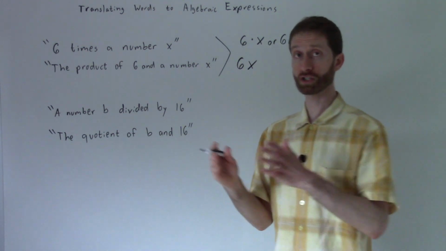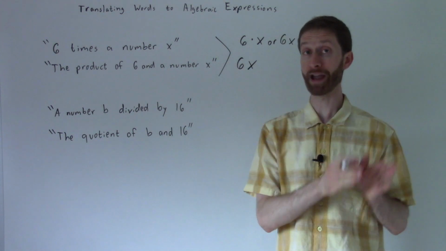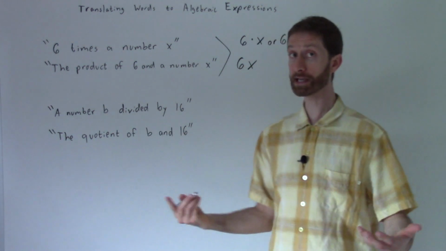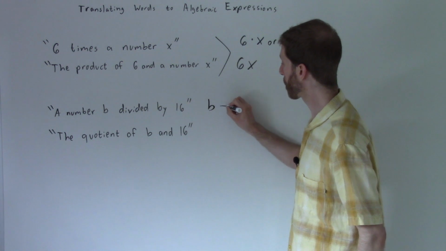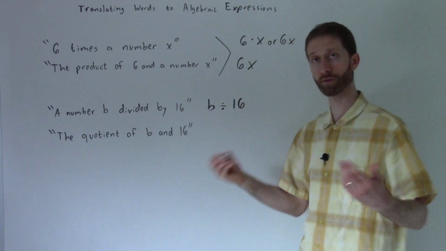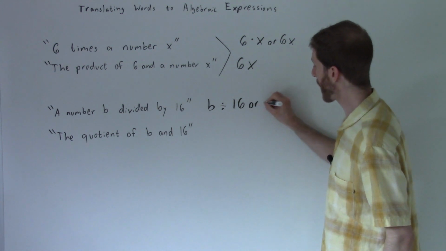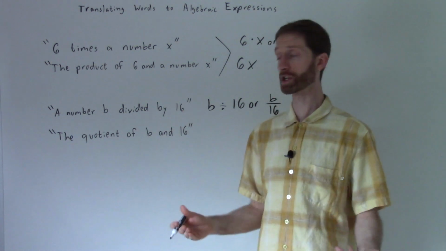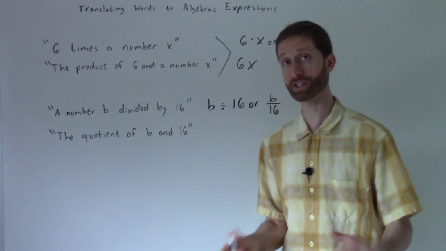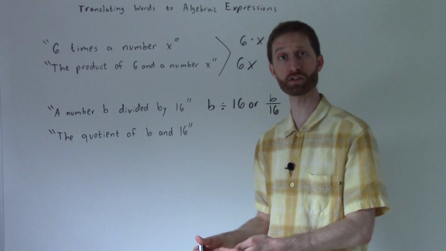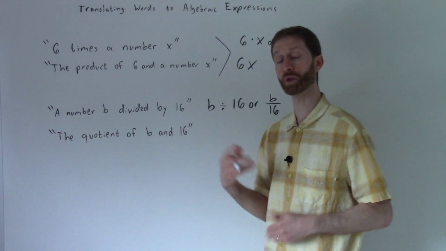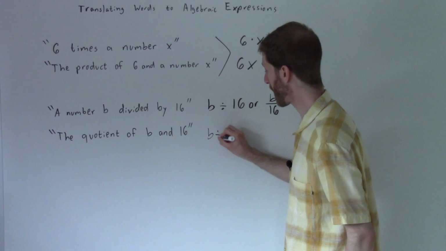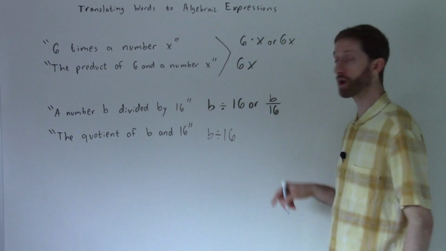Now with division, just like with subtraction, the order matters in which we write out our translation. So this says a number b divided by 16. So we're going to take a number b and divide by 16. A perfectly simple translation. That can also be written as b over 16. This expression says the quotient of b and 16. Quotient in mathematics means the result, the answer to a division problem. We can't simplify to the answer, but we can at least do the division. So we are going to divide b and 16. Again, the order matters there. So you're going to get b divided by 16 or b over 16.